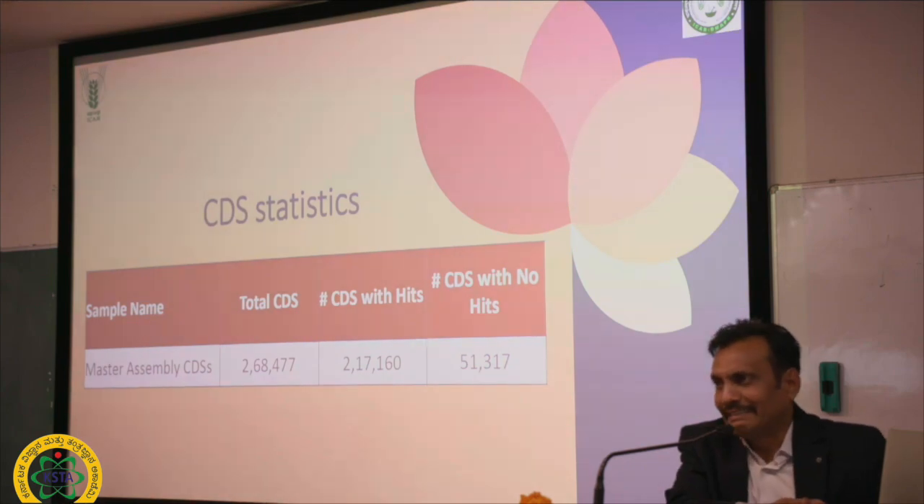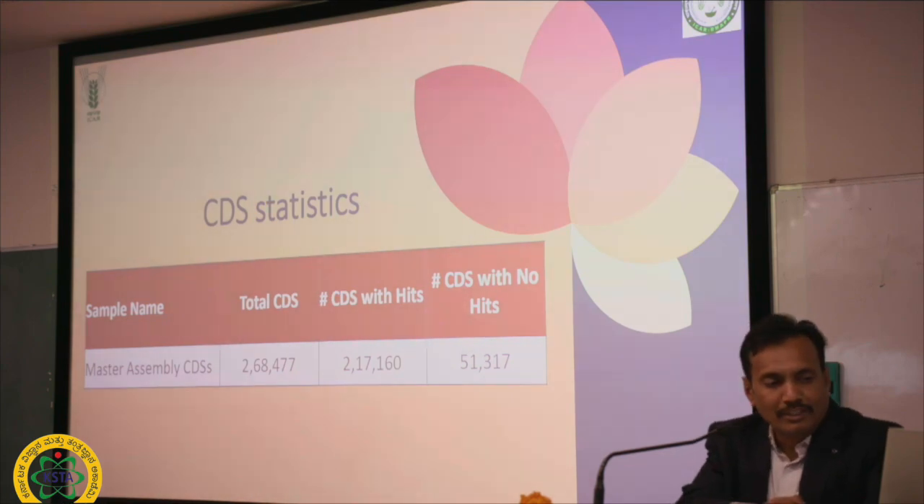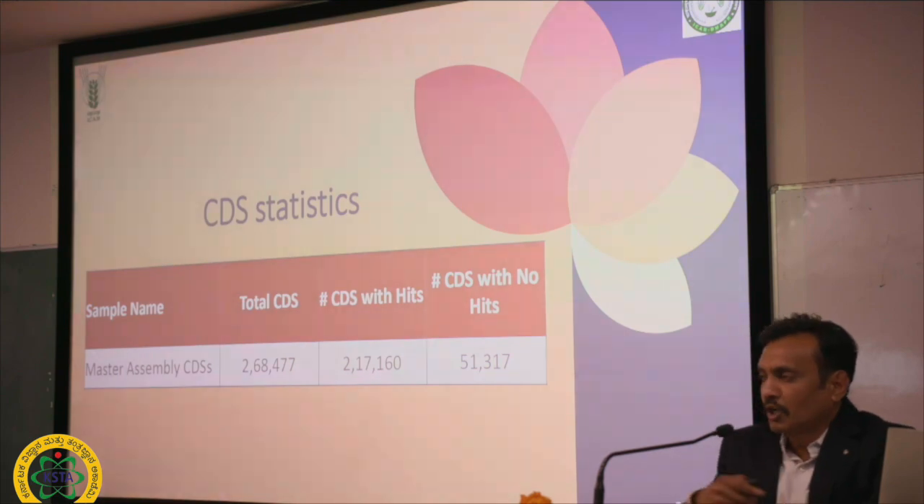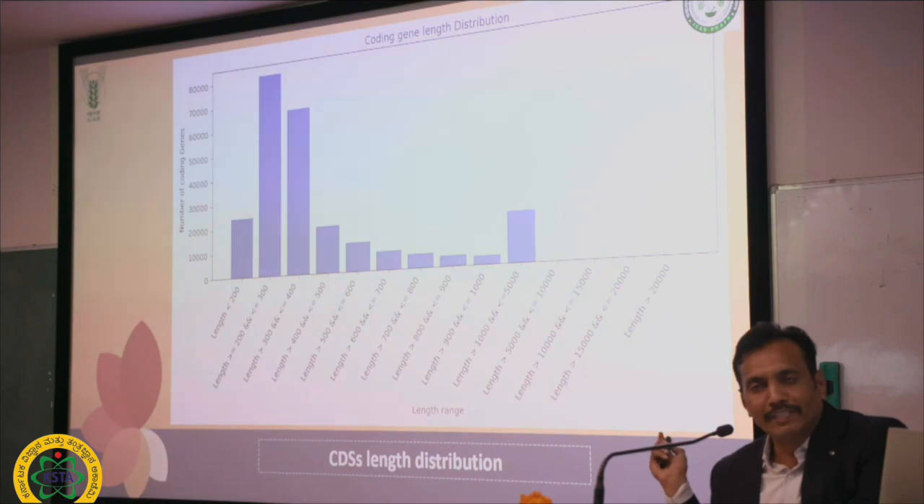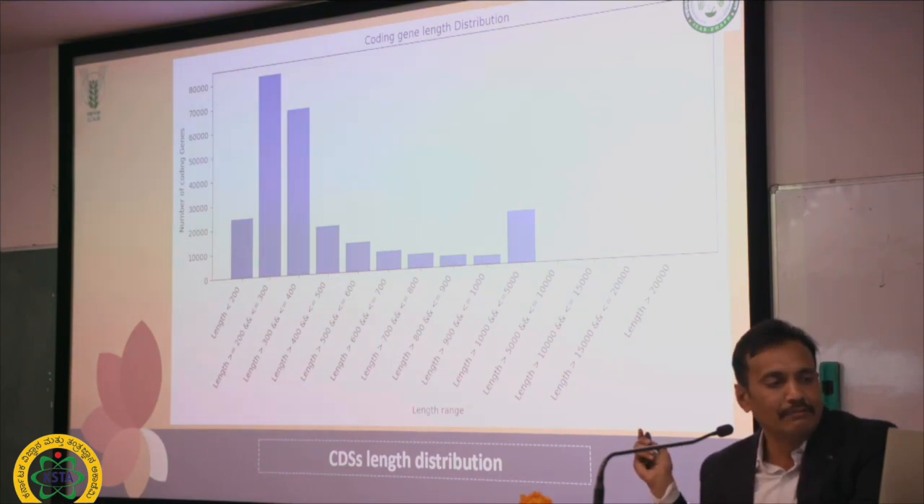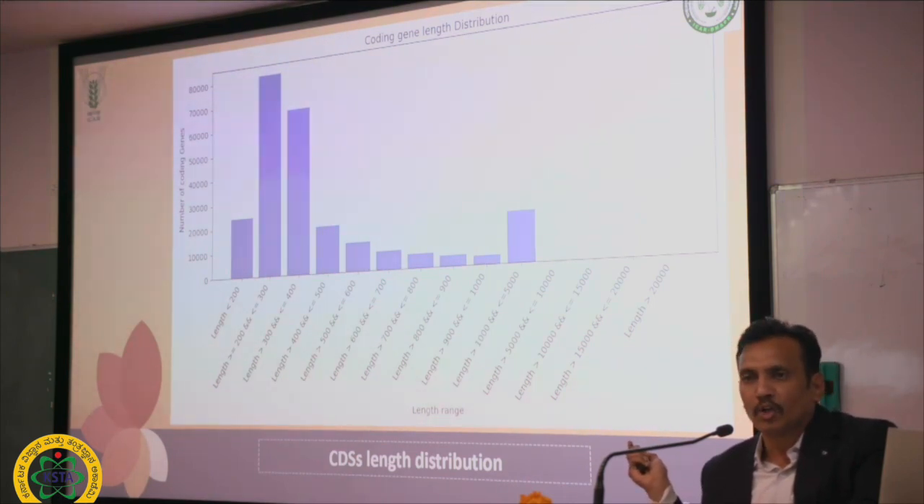Then we predicted CDS, coding DNA sequences, and based on all the 9 samples, we performed a master assembly. This master assembly gave us 2.68 lakh total CDS, and out of this, 2.17 lakh CDS got hits against NR data. This is the distribution pattern of the CDS, and we may see that 200 to 300 and 300 to 400 were the highest number of CDS available in our combo assembly data.